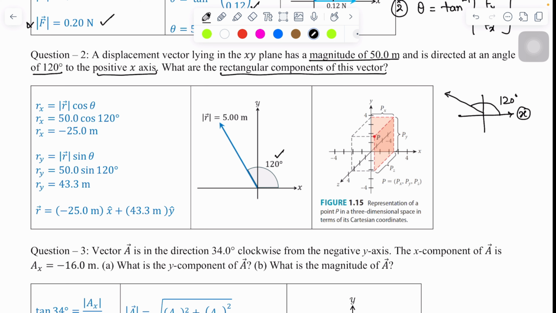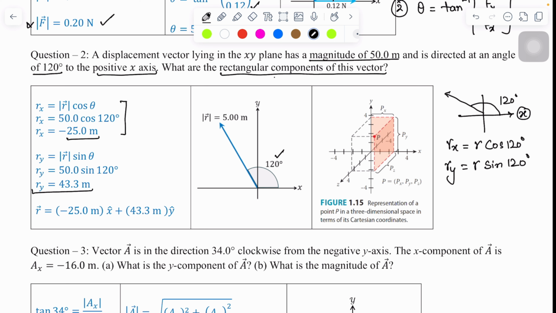So can I say rx, because the displacement is given, rx is equal to r cosine theta. Theta is 120 degree. And what should be ry? R sine 120 degree. Is it fine? Yes or no? So when you solve rx, r cos 120, you will get negative 25 meter. When you solve ry, you will get 43 meter.